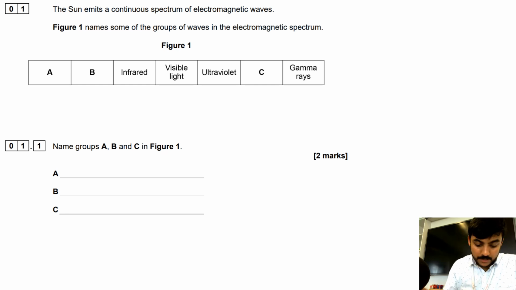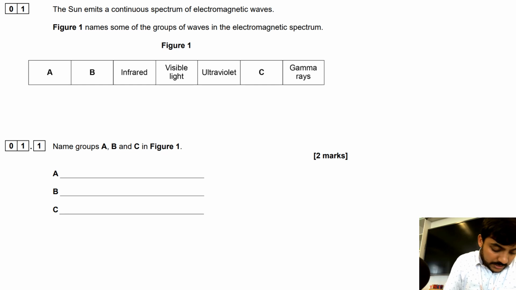Okay, the Sun emits a continuous spectrum of electromagnetic waves. Figure 1 names some of the groups of the waves in the electromagnetic spectrum, but it's missing a few. It is asking us to name groups A, B, and C in Figure 1. Some people have different mnemonics for remembering the order of the electromagnetic spectrum. Whatever your method of remembering is, you use that.